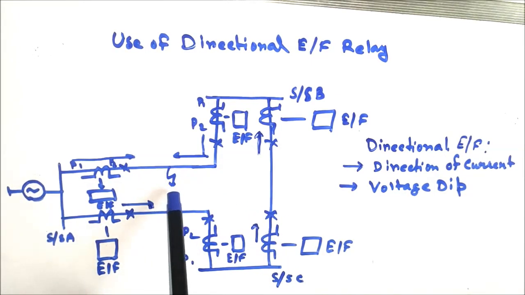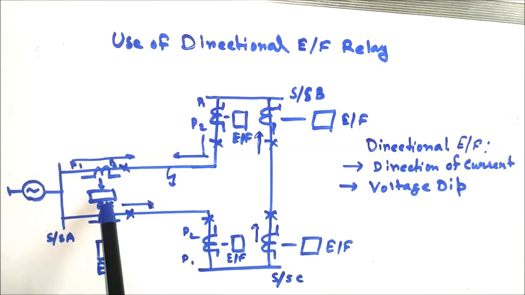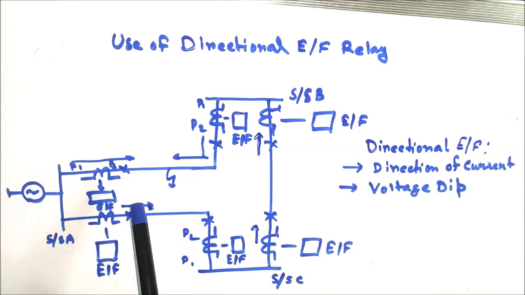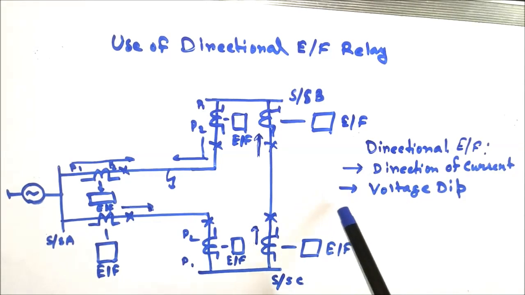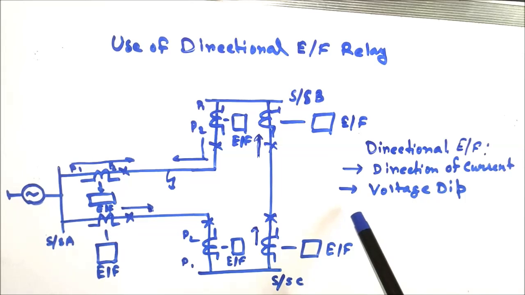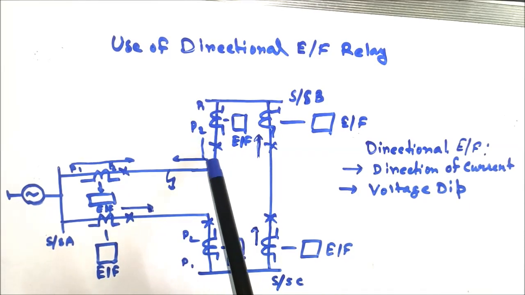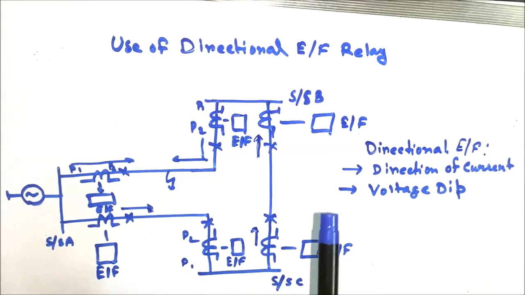For a fault at this point, the current is flowing from P1 to P2 direction at this relay. So this relay and this relay shall operate for the directional earth fault relay if only the direction of the current is sensed. But there is one more parameter, that is the use of residual voltage. Under fault condition, if the fault occurs very close to this substation C, then if the fault occurs at the red phase, the red phase voltage will be 0.